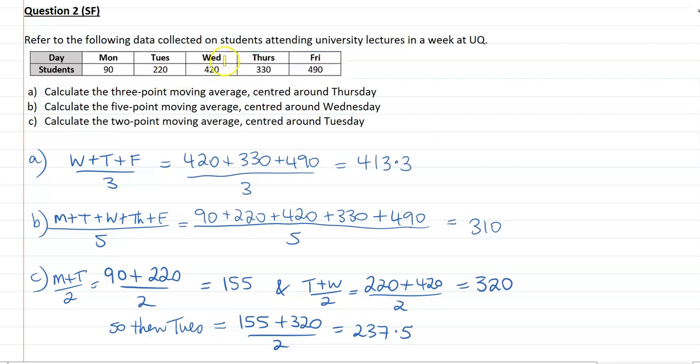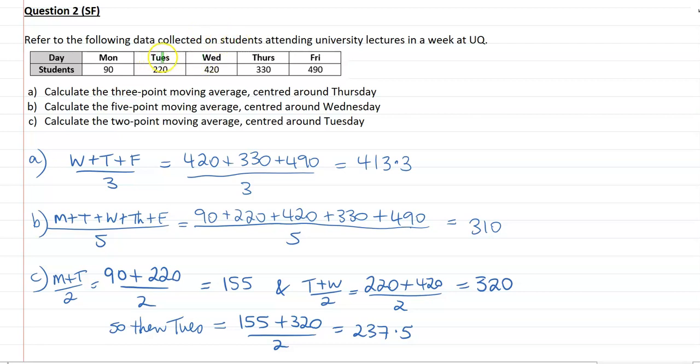For a 5-point moving average centered around Wednesday, well, there's my center Wednesday. I need to select my 5 points of data, so 2 either side of Wednesday. So I'll average Monday, Tuesday, Wednesday, Thursday, Friday by adding them together and dividing it by 5, and I get 310.